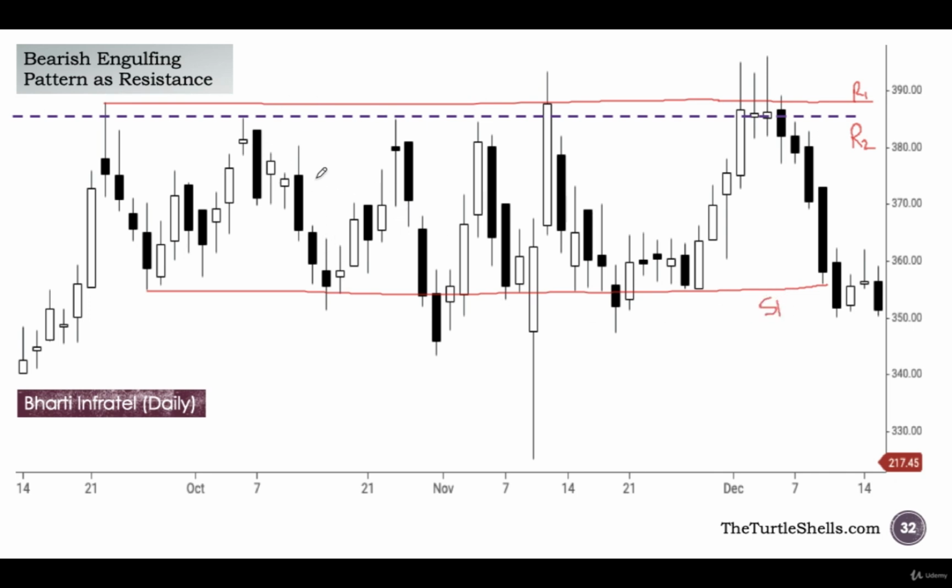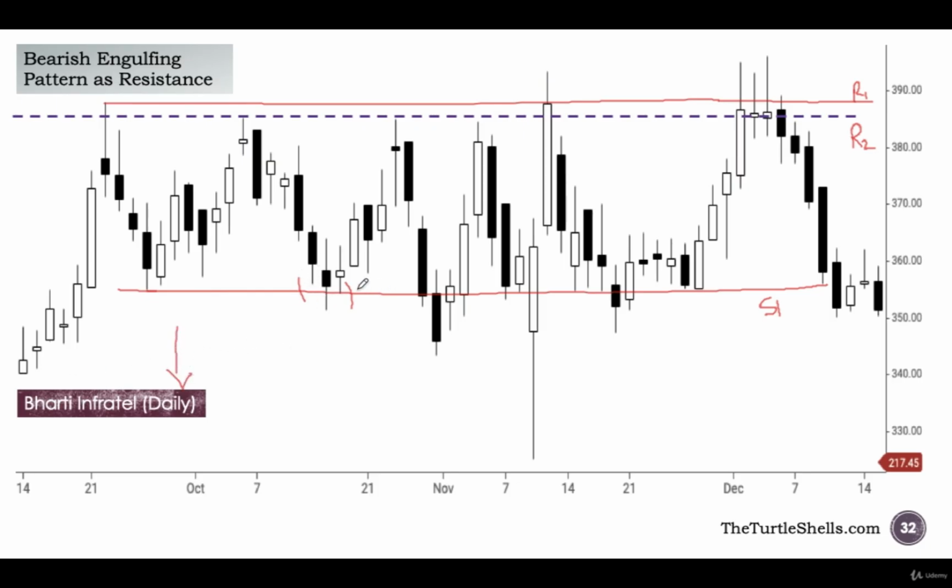Look at the importance of these resistance and support levels. Okay. Now, after this, the market started to come down. These three candles tried to break that support level, but were not successful in doing so. This is a daily chart of Bharti Infratel.